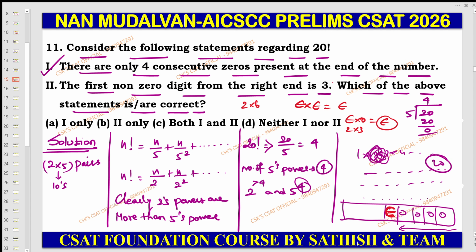Now the question here says the first non-zero digit from the right hand is 3. 3 here is odd, but what you have to get is even. So this is wrong, and you can eliminate this one. Only A is the correct one. Understood by everyone?